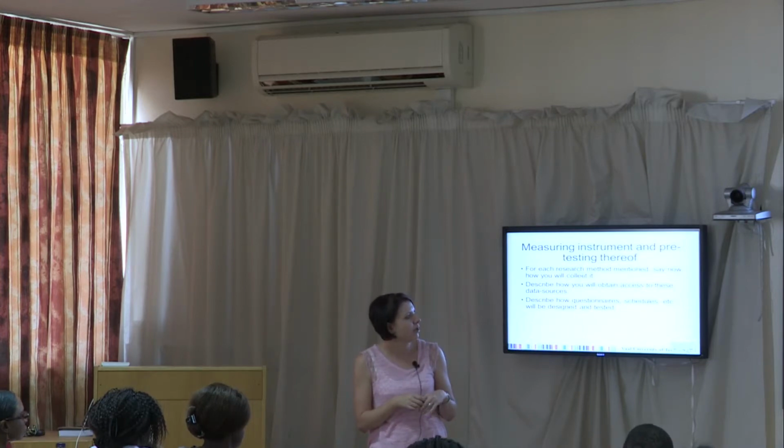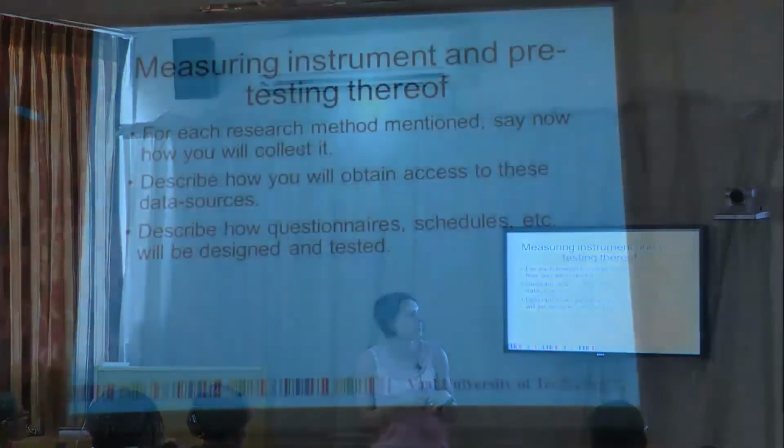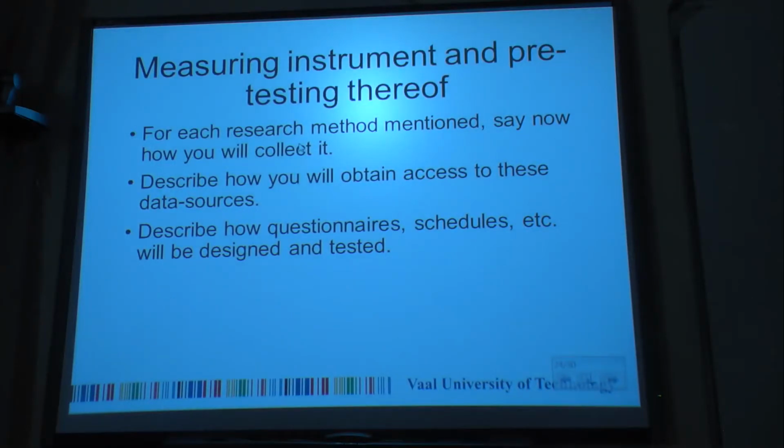Describe how you will obtain access to these data sources. So you might need permission to go to the municipality. You need permission to go to a festival to gather data from the respondents or the visitors there, or from the guest house, or from the restaurant or the hotel or whatever. How are you going to access them?